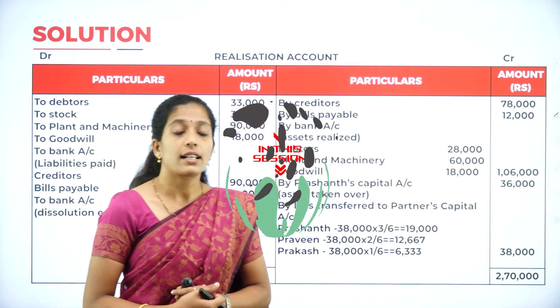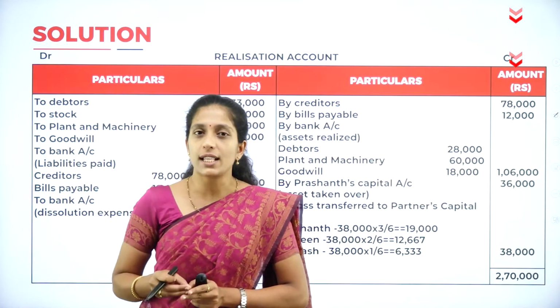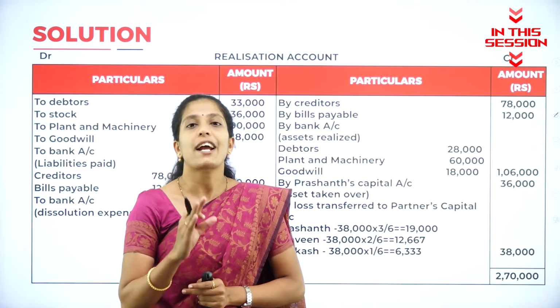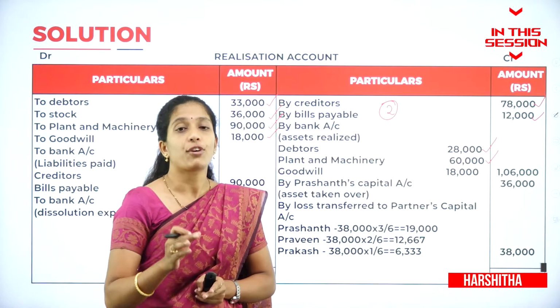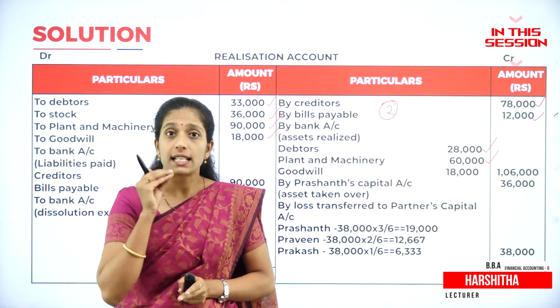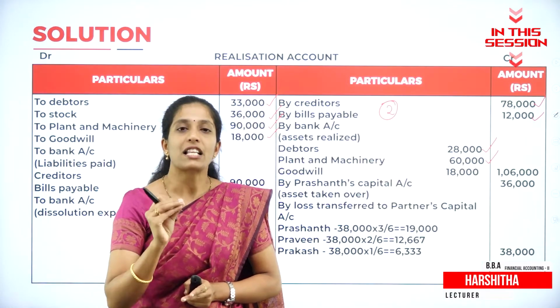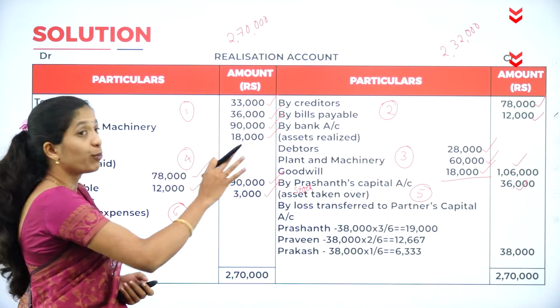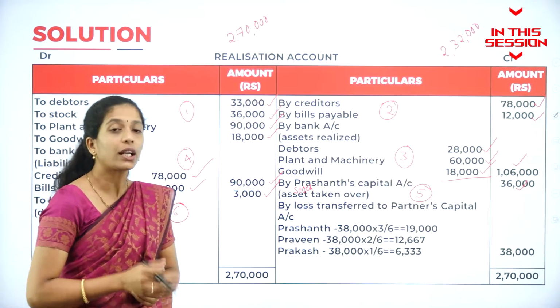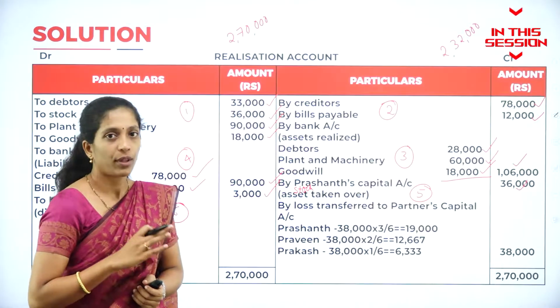In the realization account, you have to bring all the assets except cash or bank and profit and loss account. They have not given any information. In such a situation, it is assumed that goodwill has been sold at its original value. Debit side is more than credit side. It means what? Realization loss.